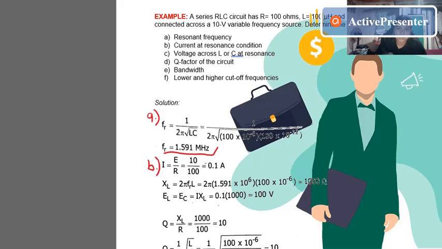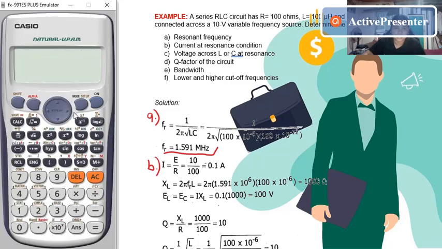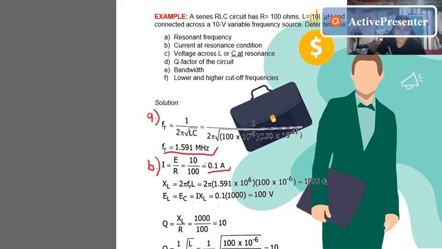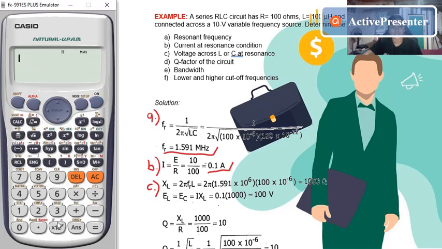Solving for current, since the voltage is given as 10 volts, we divide by R, which is 100, also given. So our current will be 0.1 ampere. For C, the voltage across L or C at resonance, XL is equal to 2 pi FR L. We have already solved the resonant frequency.